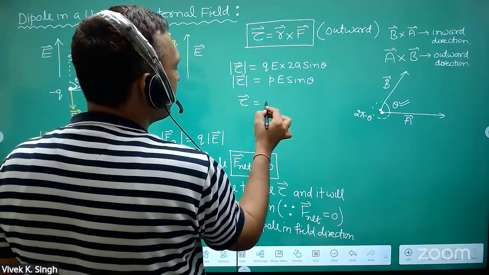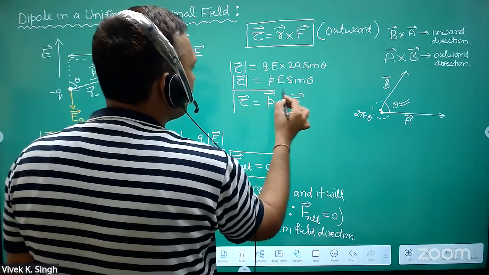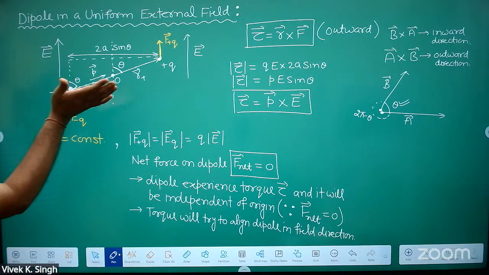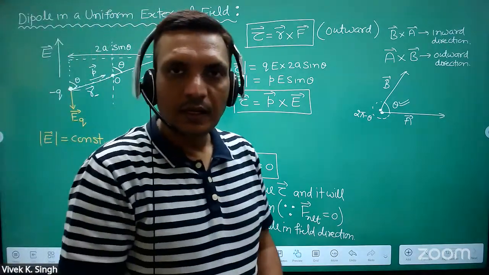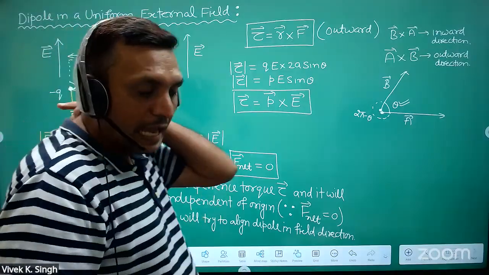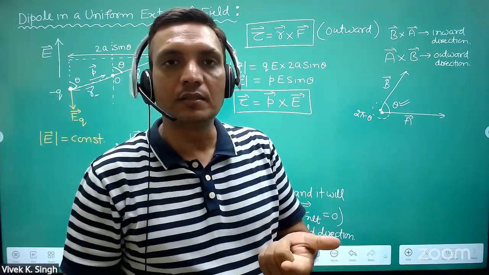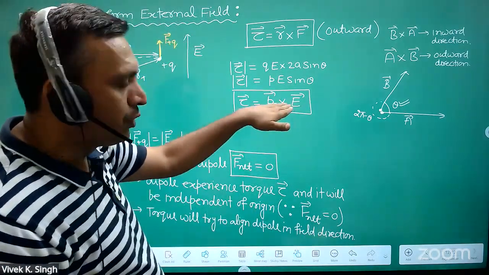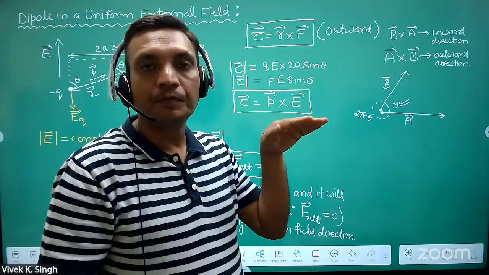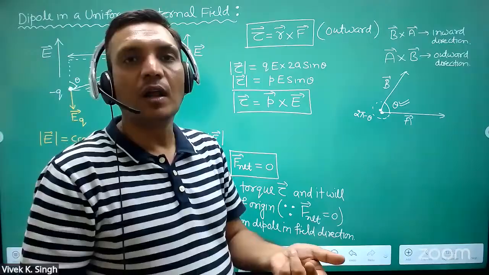और इन जनरल यू कैन राइट दिस विल बी गिवन बाय सिंपली P क्रॉस E. टॉर्क विल बी P क्रॉस E. ठीक है. तो अगर डाइपोल इलेक्ट्रिक फील्ड से या तो 0 डिग्री बना रहा है या पाई, तो टॉर्क 0 होगा, because sin 0 is 0, sin pi is 0. तो अगर डाइपोल या तो फील्ड से अलाइंड है या अपोजिट है, दोनों केस में टॉर्क 0 होगा.